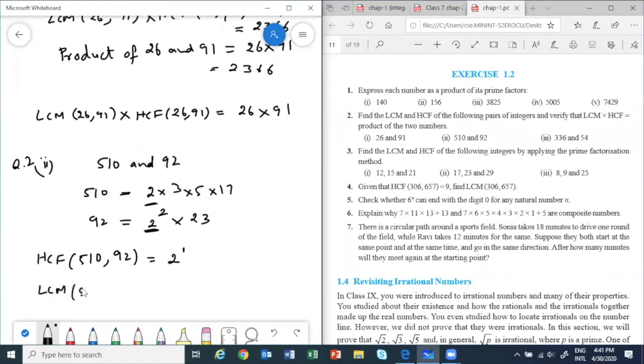LCM, we will have to consider all of them. So see, we have 2, 3, 5, 17 and 23. Correct? Then we have to take the highest power. So the highest power of 2 here is 2 square. So we'll have to take 2 square into 3 into 5 into 17 into 23. When we are taking LCM, we have to take all the factors and then take their highest power. So if you calculate, this is going to be 23460.